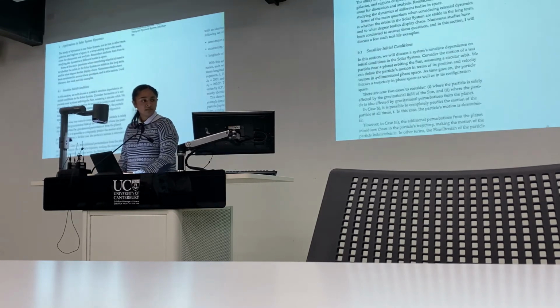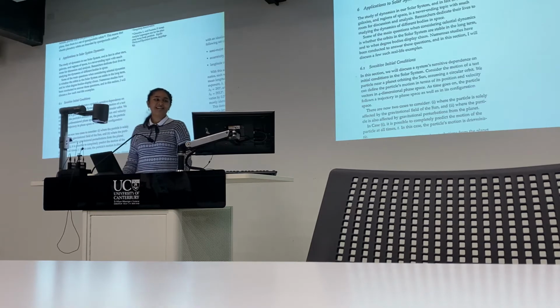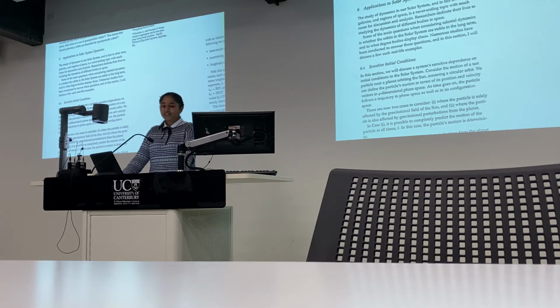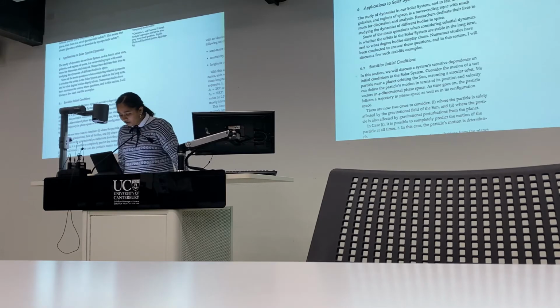So, applications. Okay, so like I said, there's quite a lot going on in the solar system, and we can study the chaos in the solar system in many different ways. There are researchers who dedicate their entire lives to studying the dynamics in the solar system, and they do a lot of studies about these, and so I'll be talking about some studies and some examples from the solar system.